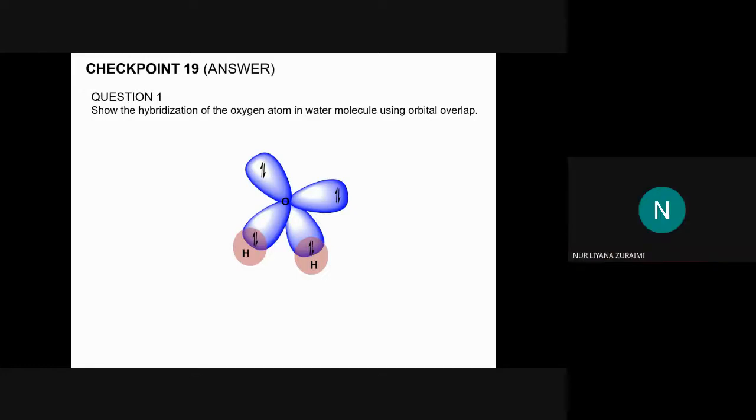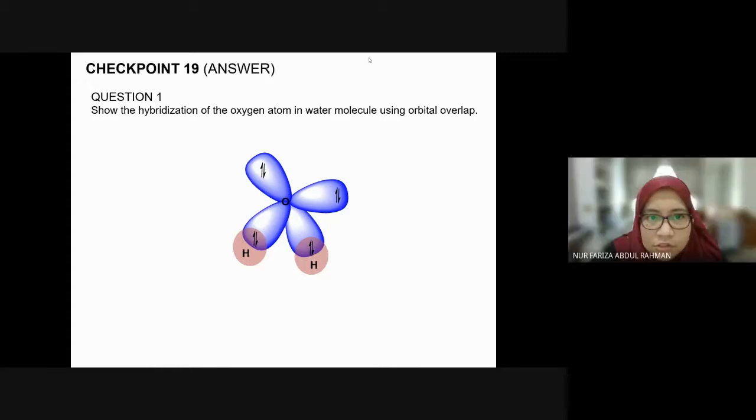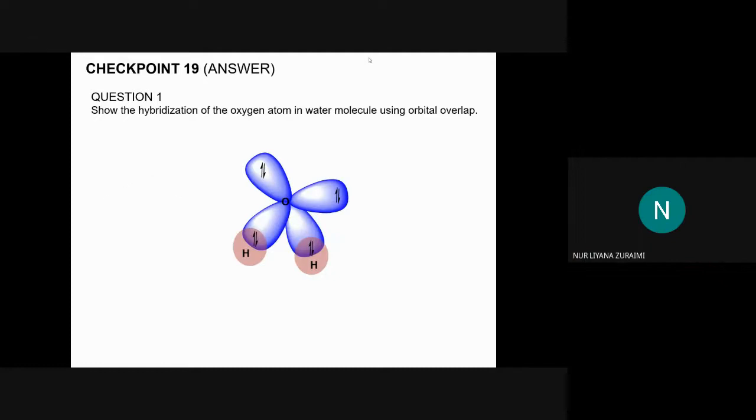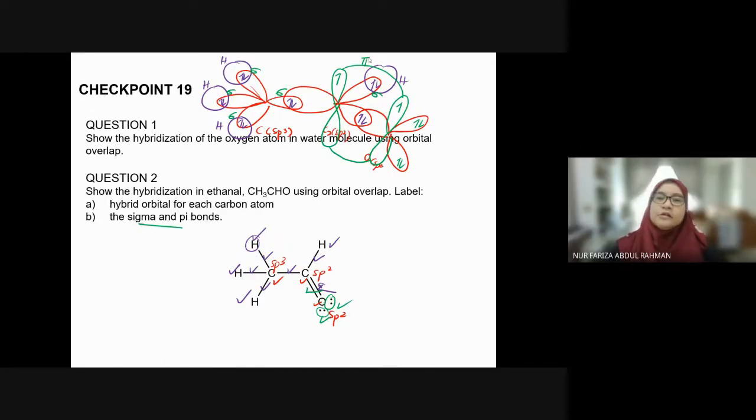Yes. Can you show the orbital diagram for the oxygen atom? I want to check mine. This one, the orbital diagram is SP2. Okay, initially I will show only for oxygen. The others you can do yourselves.